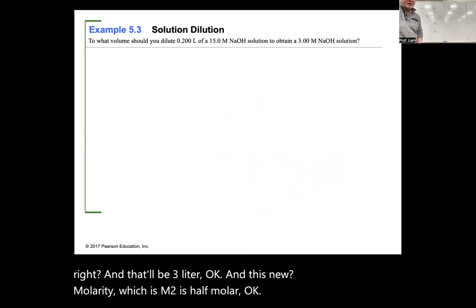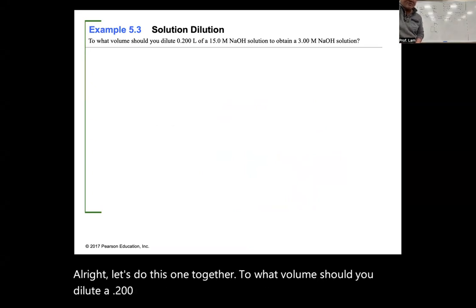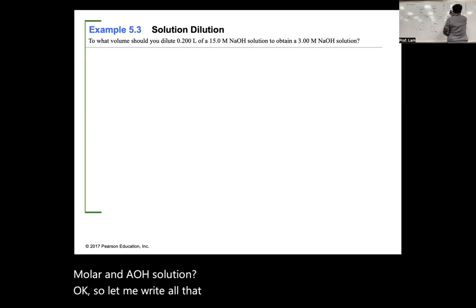All right. Let's do this one together. To what volume should you dilute a 0.200 liter of a 15.0 molar NaOH solution to obtain a 3.00 molar NaOH solution? Okay, so let me write all that down.